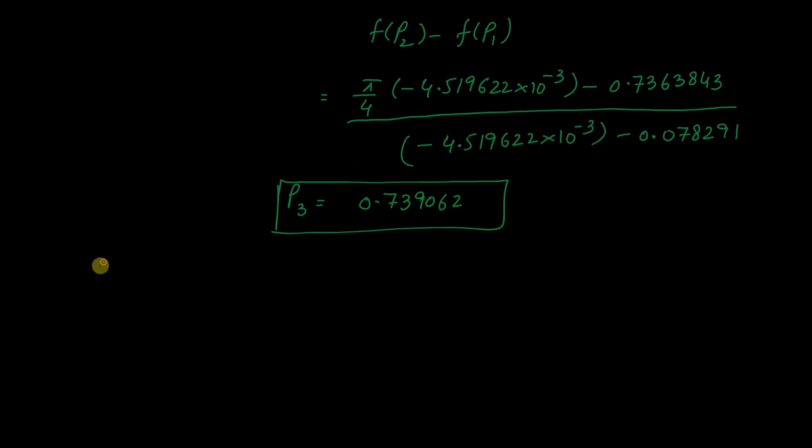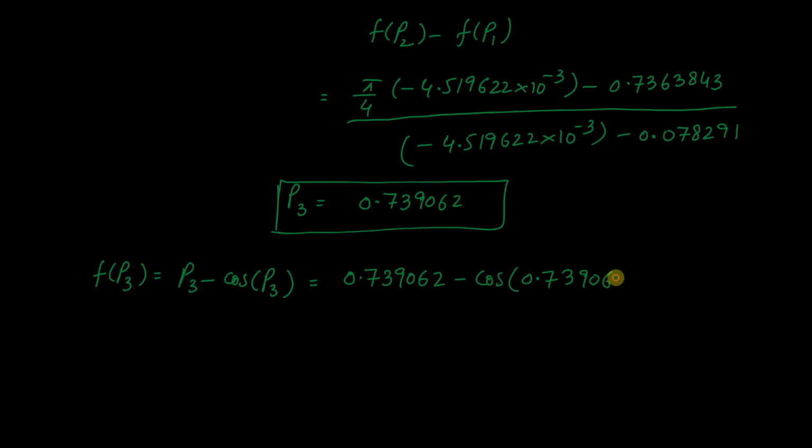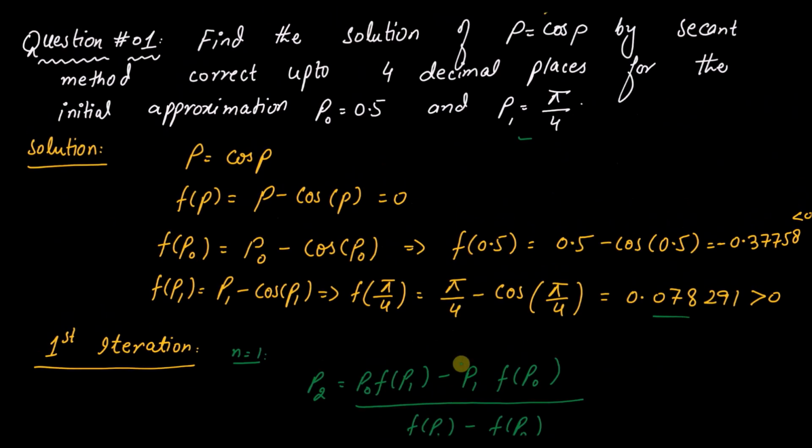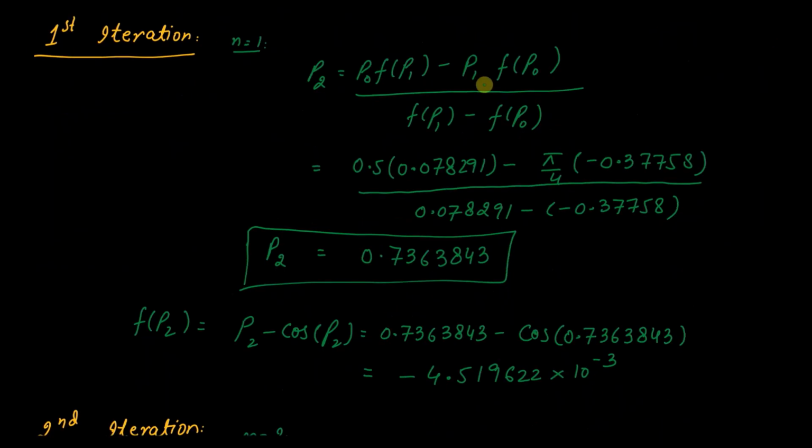So we need to substitute in our function. F of P3 is equal to P3 minus cos of P3. That is equal to 0.739062 minus cos of 0.739062. After simplification, you will get negative 3.87158 into 10 raised to the power minus 5. Okay, so we need to keep in mind that we need to go for 4 decimal places. This is our defined tolerance.